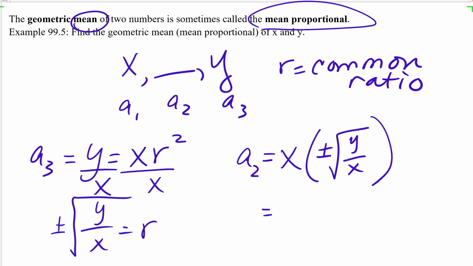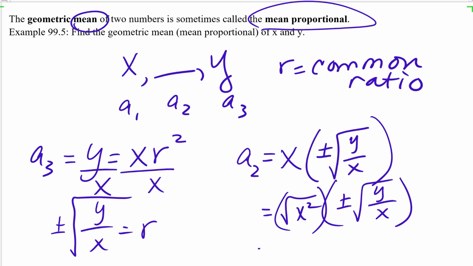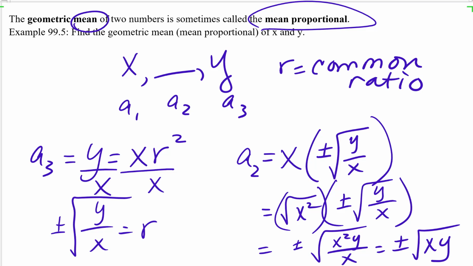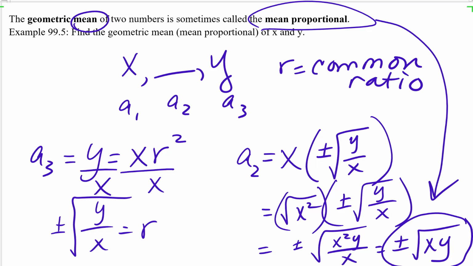And to simplify that, I can rewrite x as the square root of x squared. That means x. And then I'm going to multiply that by r. And so when I do that, I can multiply the numbers under the radicals together. So I'd have the square root of x squared y over x, which is just plus or minus the square root of xy. Right? So whenever you have two numbers, the geometric mean is equal to that. That is the mean proportional, plus or minus the square root of the product of whatever two numbers you're dealing with.